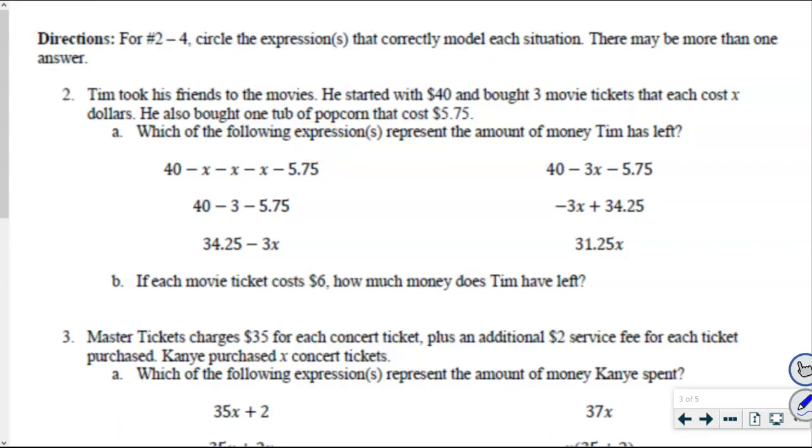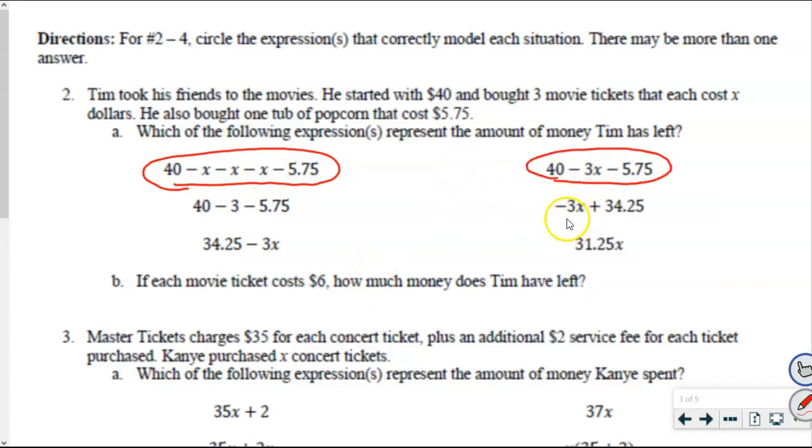All right, I hope that you agree that this first one represents a situation. Minus X, minus X, minus X, that's buying one ticket and then another ticket and then a third ticket, which is better represented like this. This also works because it's the negative 3x, but we've already done the 40 minus 5.75, so we have the 34.25 left.